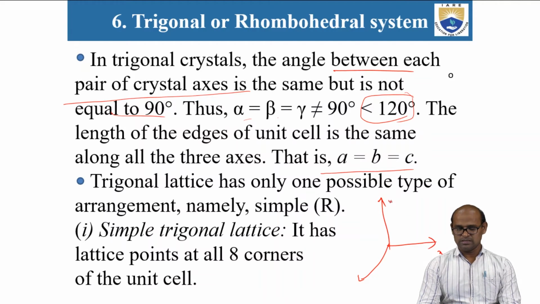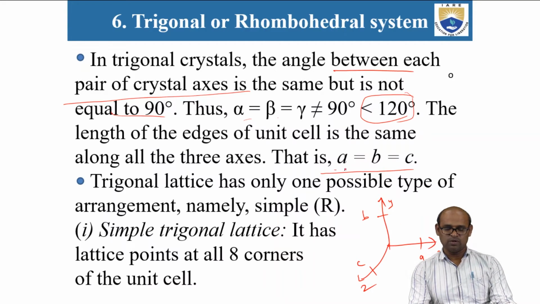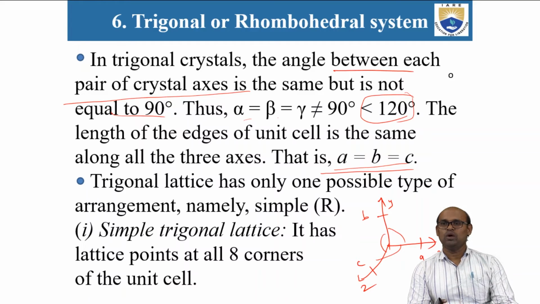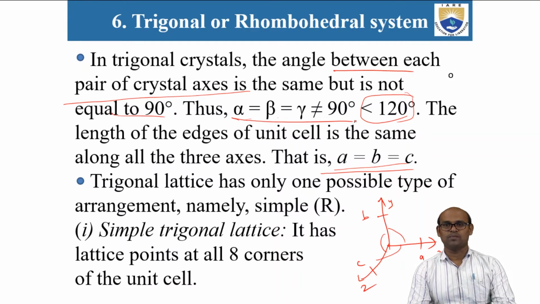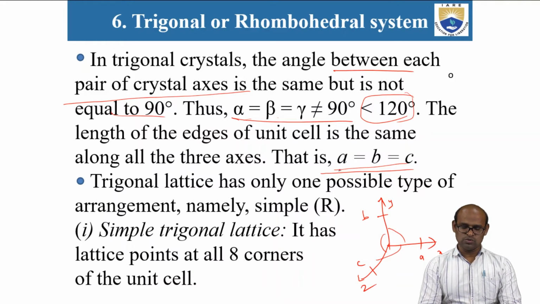So this is the x-axis, y-axis, and z-axis. If I take the axial length along x as a, along y as b, and along z as c, all these three axial lengths are equal. So a is equal to b is equal to c, and the angle is not 90 degrees. The angle between any two crystal axes is not 90 degrees, but it is less than 120 degrees. So that is the condition for the trigonal or rhombohedral system.